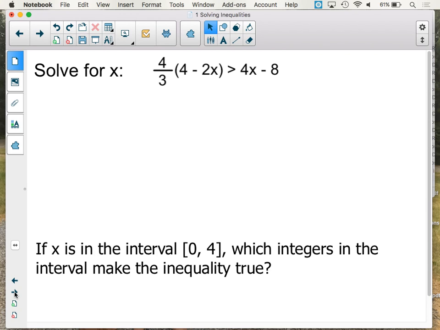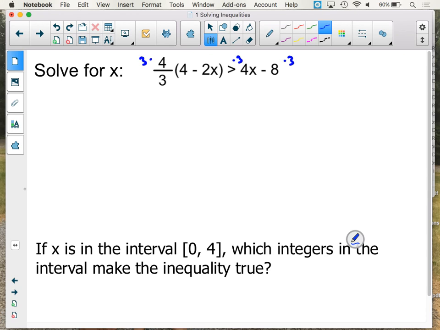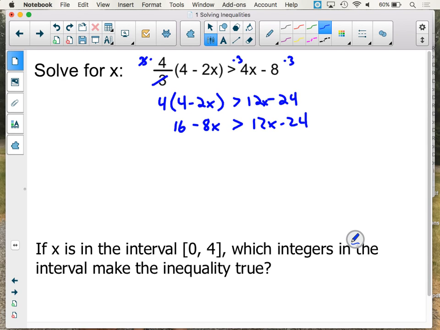So we can even solve big old equations like this. So we have fractions. You might remember that to clear out the fraction, you multiply by the denominator. So I'm going to multiply all my terms by 3. Solving that, these 3's cancel out. So I have 4 times 4 subtract 2x is greater than 12x minus 24. Doing some distributing, 16 subtract 8x is greater than 12x subtract 24. Let's balance that equation out.